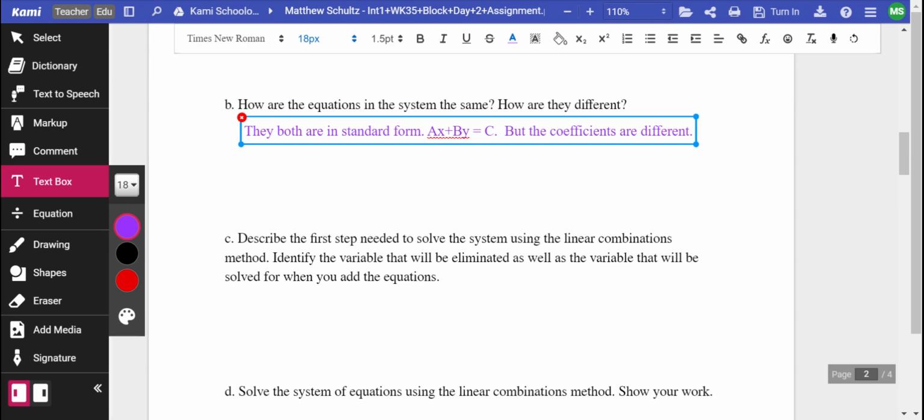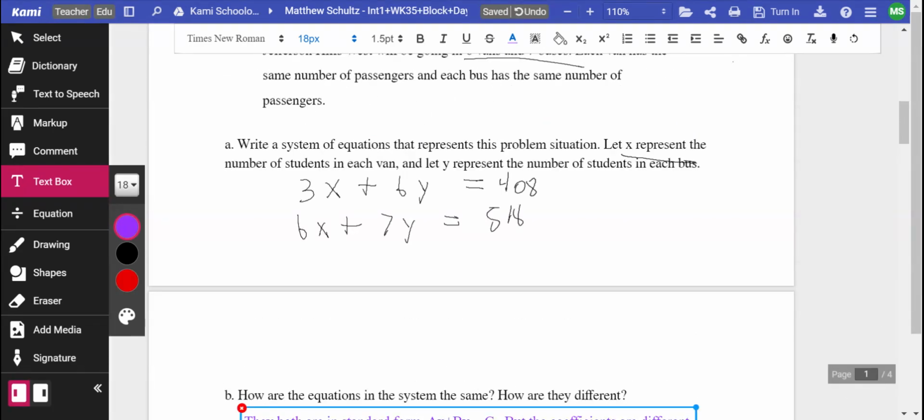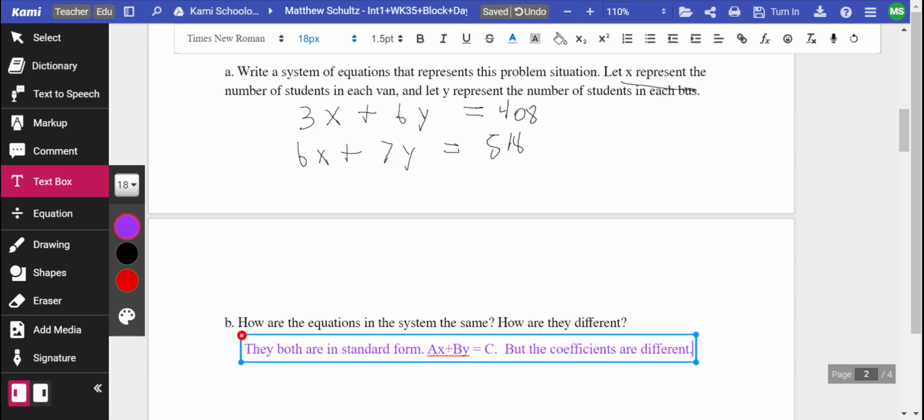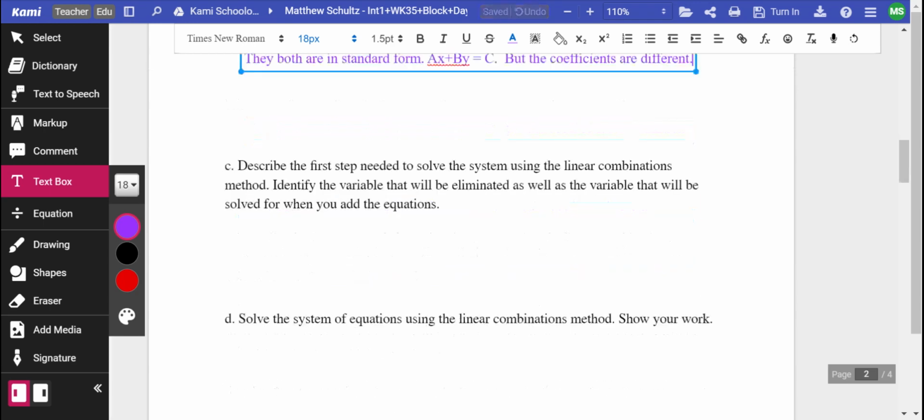Describe the first step needed to solve the system using a linear combination. Well, we have to make sure that we can get rid of them. So can we multiply 6 to equal 7? No. Can we multiply 3 to equal 6? Yes. So let's make it negative. We're going to times it by 2, but it's going to be negative 2. Or I could times it by 2 and then make the bottom one negative.